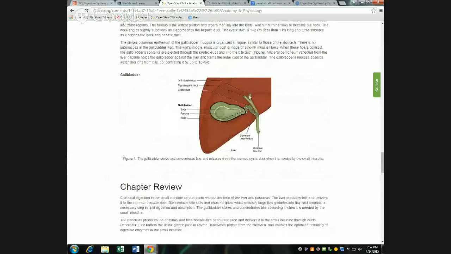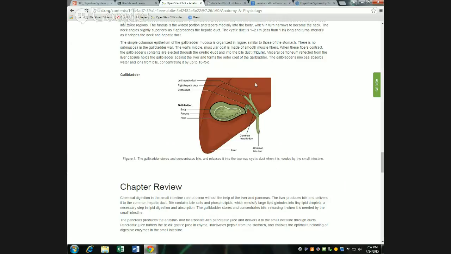So here's the liver, and there are two bile ducts coming out of the liver, one from the right and one from the left, that come together into the common hepatic duct. That's what's carrying the bile from the liver. The common hepatic duct meets up with the cystic duct of the gallbladder, and then the common bile duct is what's going on from that. So that's carrying the bile down to the duodenum.